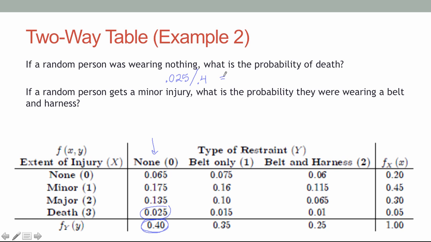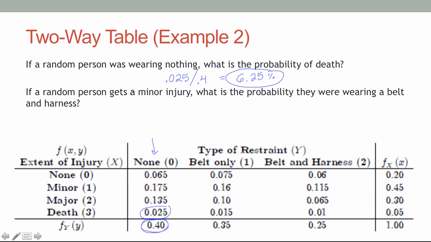0.025 divided by 0.4 multiplied by 100. You have a 6.25% chance of death if you're wearing nothing. That's kind of a high percentage, right? I don't want to play those odds. Okay, let's look at another question.